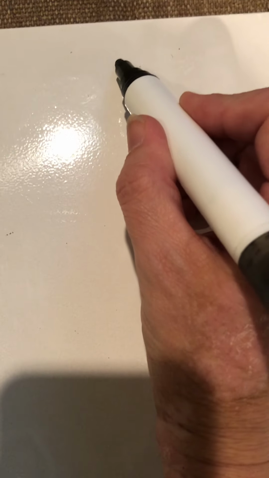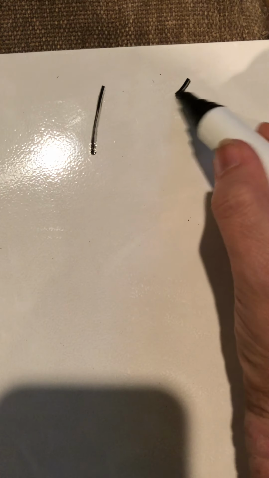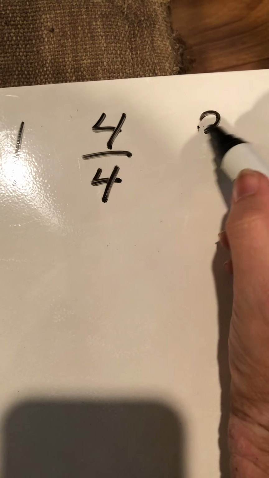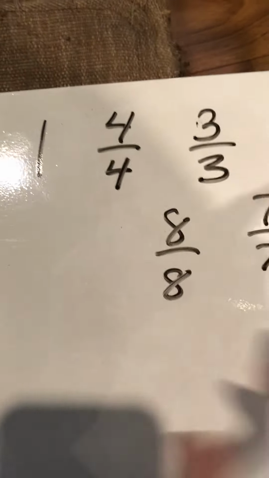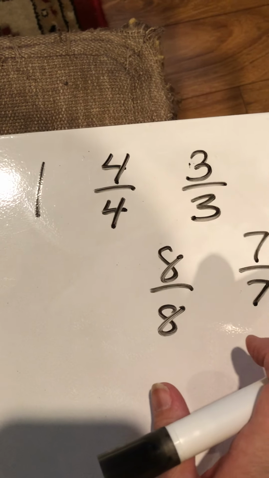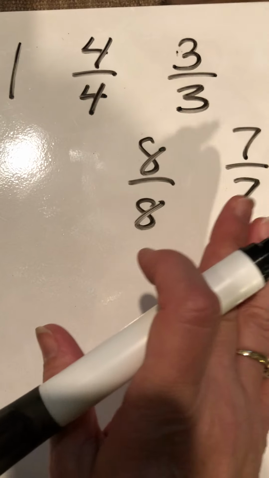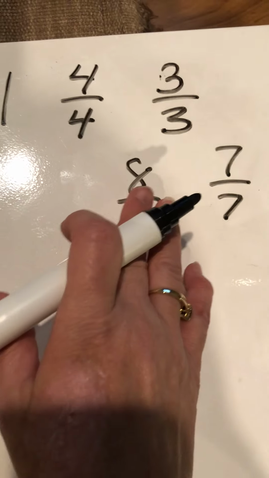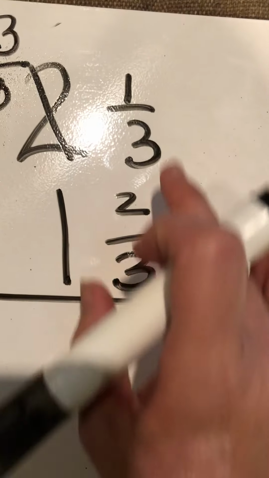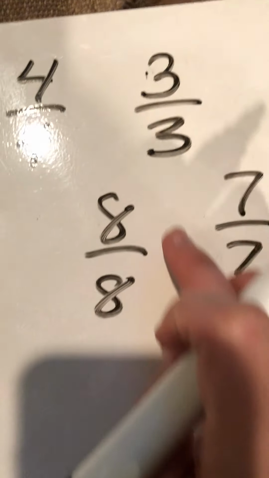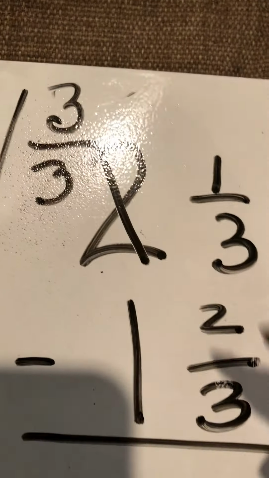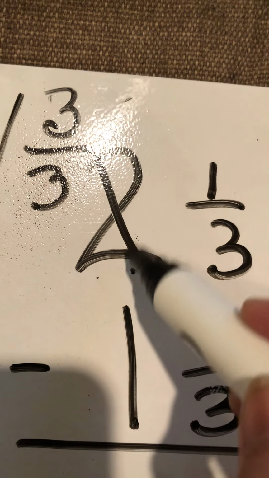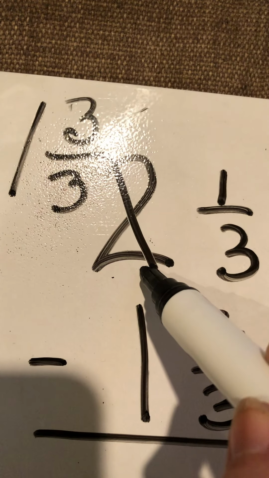So if you remember correctly, we talked about the fact that 1 could be 4/4, 3/3, 8/8, 7/7. All those are names for 1. And so when we subtract and rename, we're always going to want to rename with the bottom number that we need. Since we need thirds here, we're going to do 3/3. I'm not going to do any of these others because I need it to be in thirds.